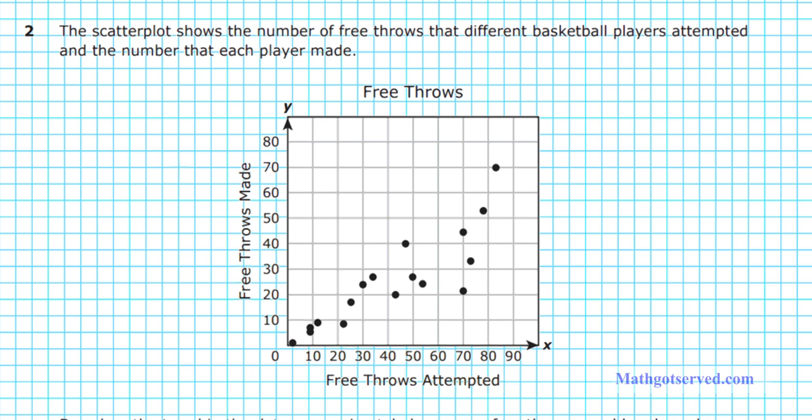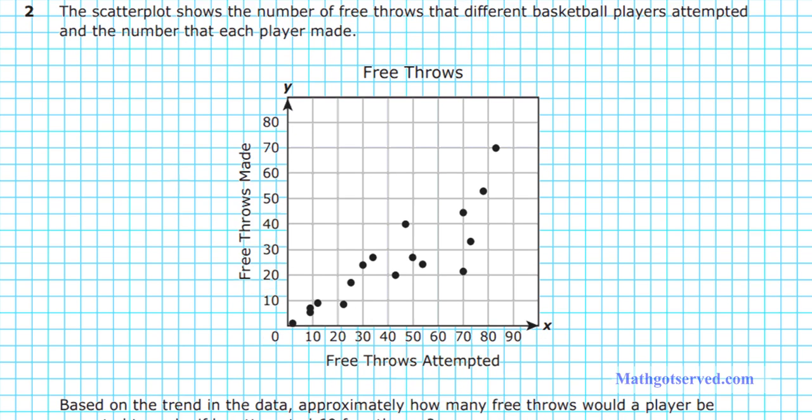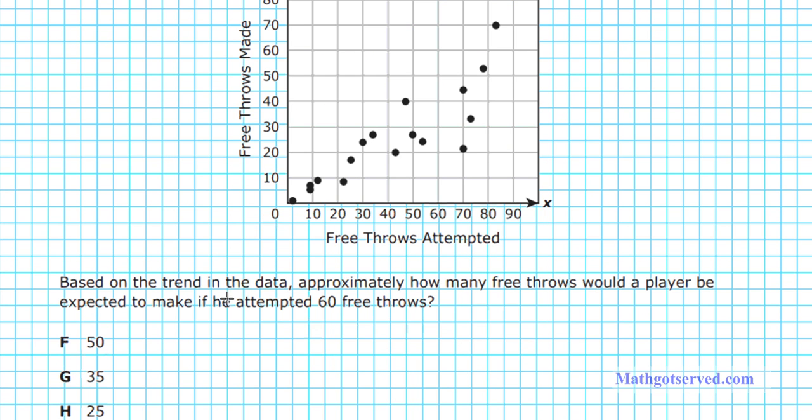All right, let's take a look at problem number 2. It says the scatter plot shows the number of free throws that different basketball players attempted and the number that each player made. So there goes the scatter plot right there. It says based on the trend in the data, approximately how many free throws will a player be expected to make if he attempted 60 free throws?